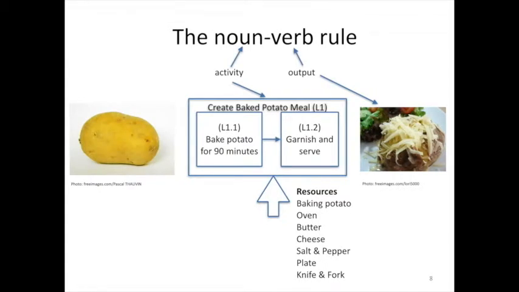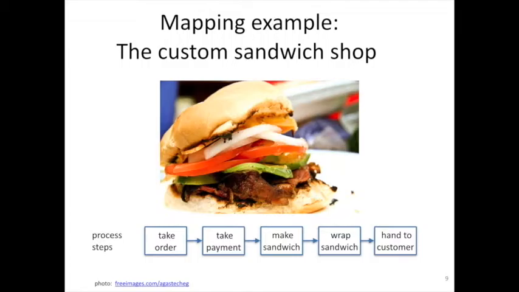The noun-verb rule applies to any process. A noun or activity creates an entity that has a named output. In this example, the activity is to create a baked potato meal. You can think of this as a level 1 process that contains 2 processes at level 2, baking the potato and then garnishing and serving it. The listed resources must be available for the process to operate. The processes at level 1 are clearly shown. There is sufficient detail for a trained operator to follow this process. More information would be required for an untrained operator.